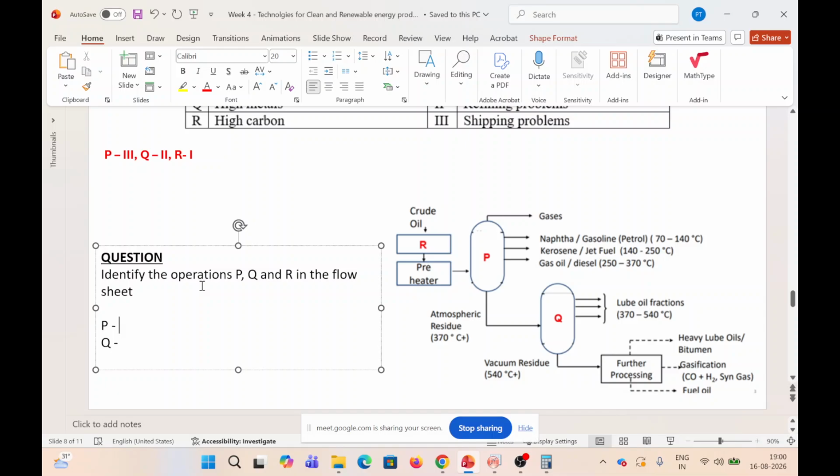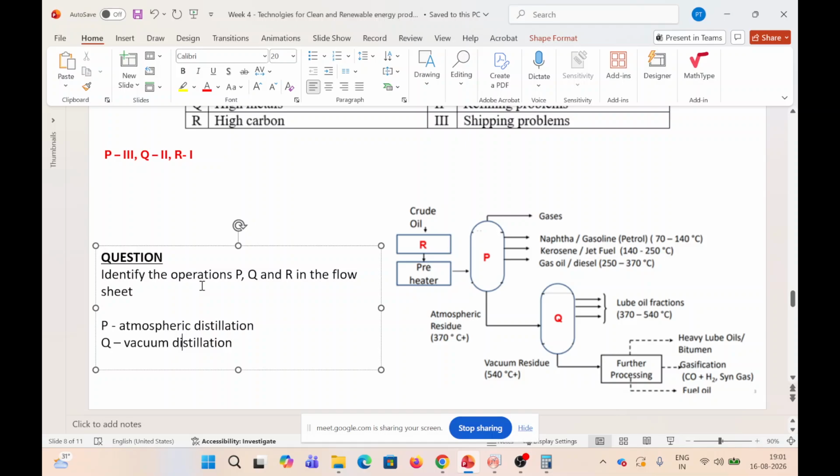And apart from that, in P if you see there are multiple components that are getting separated. Even in Q also you are getting multiple component separation, lube fractions. So it is some sort of a distillation column. What distillation we don't know, so let us write it as distillation. So if you see the products, one is the atmospheric residues, it is written. So P is atmospheric distillation and Q is vacuum distillation.